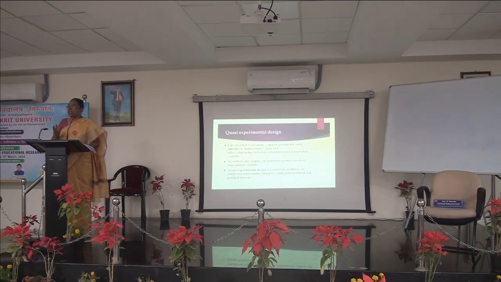This is an easy way of randomization, simple randomization. Using random tables, now you can generate random numbers; random.org is there on the internet. So using that also you can select. Size you know, but sample or population you know. There are three differences. Population is there, sample frame is there, from which you select the sample.